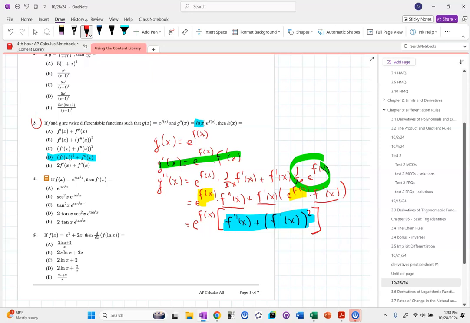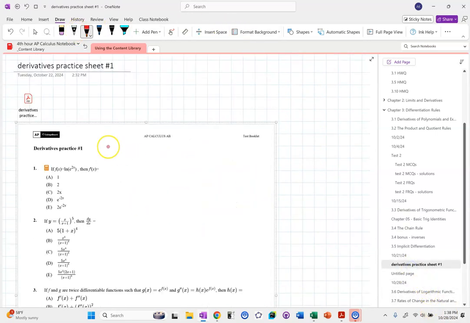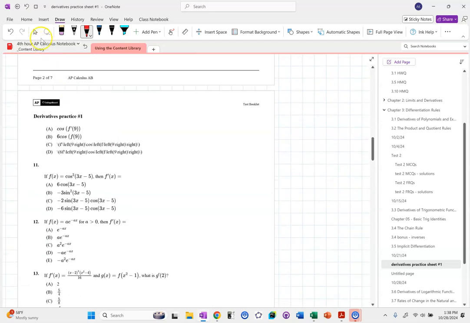Can you do 12? Same thing on the sheet? On the sheet. Okay. Sure.